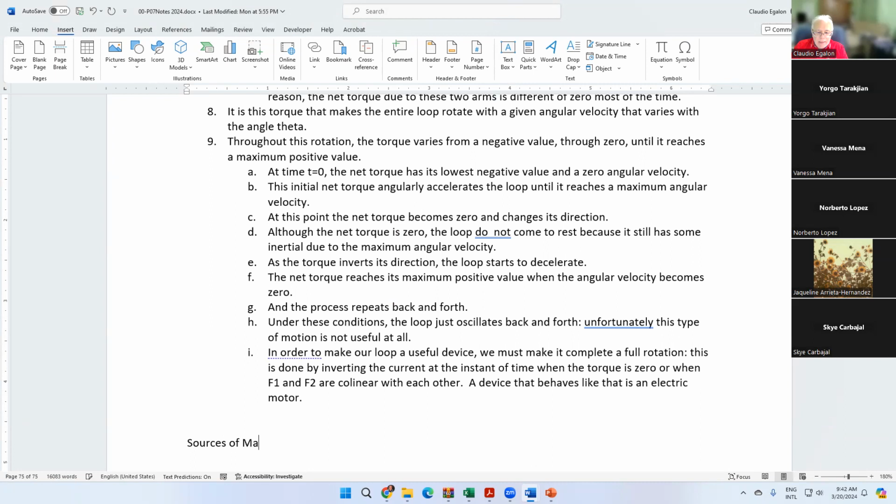sources of magnetic field. The question is, what produces the magnetic field? That's the question that you have to ask yourself. Back in 1820, notice that those developments happened mostly during the 19th century, during the time that Thomas Alva Edison was alive.